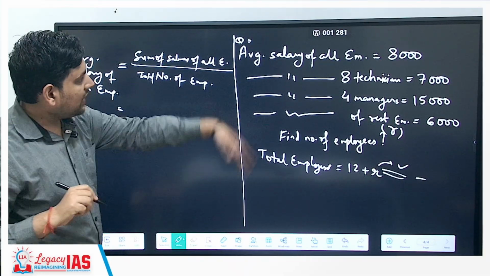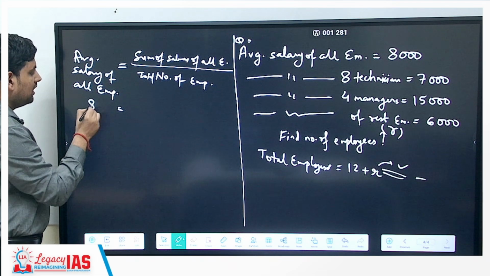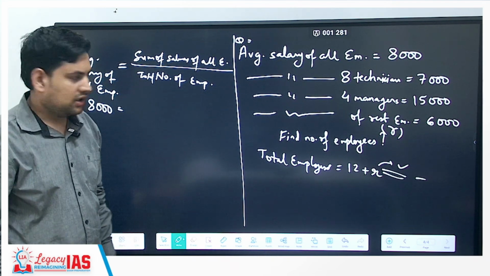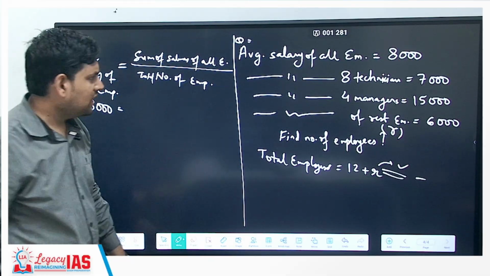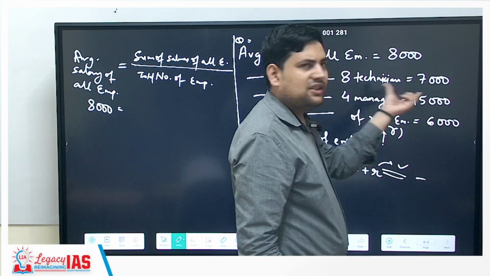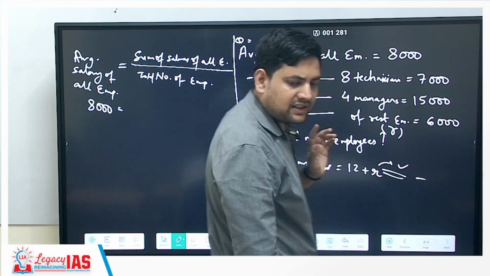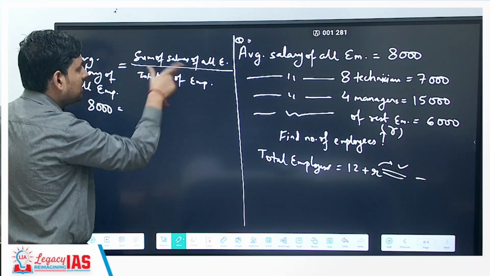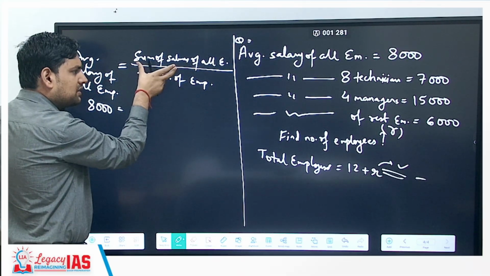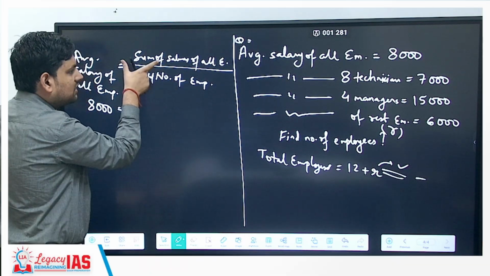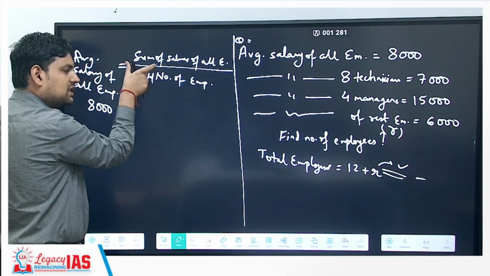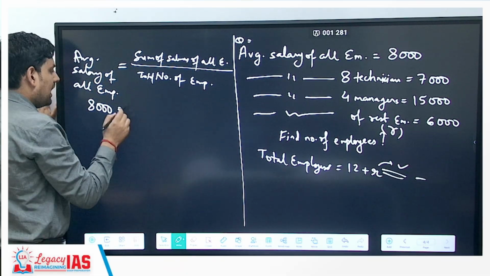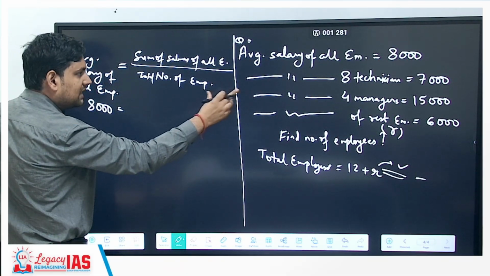Now, what is given? Average salary of all employees is given as 8,000. Now, what is the sum of salaries of all employees? The sum of salary of all employees is equal to the sum of salaries of technicians plus the sum of salaries of managers plus the sum of salaries of all the rest of the employees. That's it. So I will write first for the technicians.